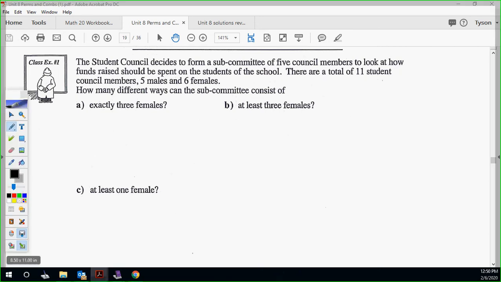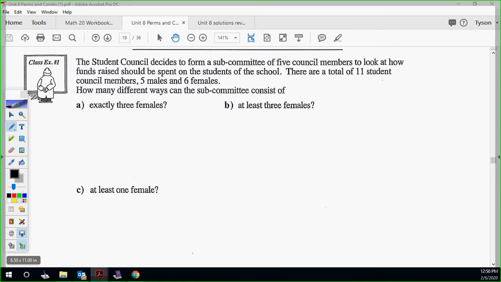A student council decided to form a subcommittee of 5 council members to look at how funds raised should be spent on students at the school. There are a total of 11 student council members, 5 males, 6 females. How many different ways can a subcommittee consist of exactly 3, at least 3, and at least 1 females? So that gives us 3 little combinations there.